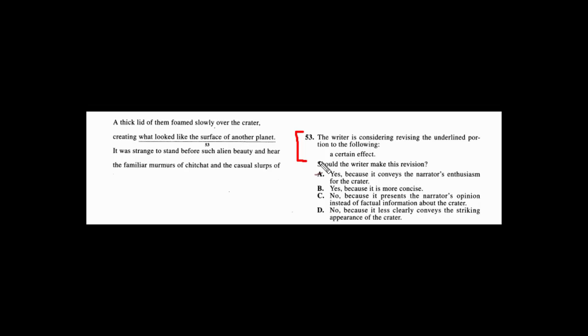So the answer here, we're going to want to make longer, not shorter. You see how the original choice here is longer, and here they're trying to shorten it. So we don't want to do that. Anti-razor blade, so we're going to go ahead and cross out A and B, all right? No, because it presents the narrator's opinion instead of factual, or it's less clear. D, anti-razor blade. Remember, longer choices are better when dealing with rhetorical skills.